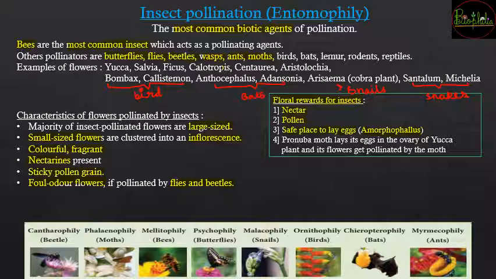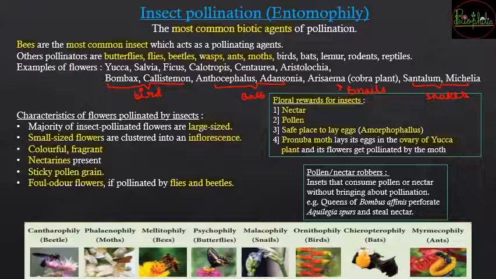So a very classic example is the pronuba moth that is going to lay eggs in the ovary of the yucca plant. So yucca plant के अंदर जब lay eggs होगा, so when the larvae get out, they will come out of the flower. So when they come out of the flower, they are going to take the pollen grains along with them, और उसकी वजह से the yucca plant can get pollinated.